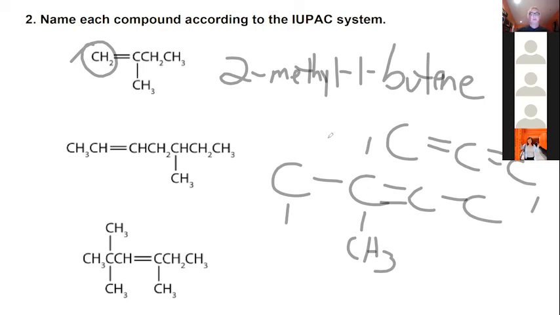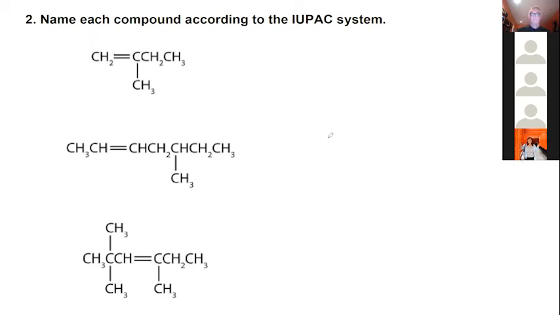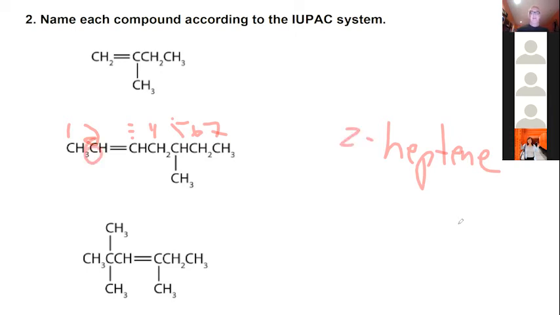What about the second one? Who came up with a name for the second one? Was it 5-methyl-2-heptene? Excellent. Yeah, there's 7 carbons: 1, 2, 3, 4, 5, 6, 7. And there's a double bond in it, so that's heptene. And you have to say which carbon it is, number 2. So that's 2-heptene. And then you have to tell where there are any substituents, and there's 1 there. 5-methyl. Excellent job.